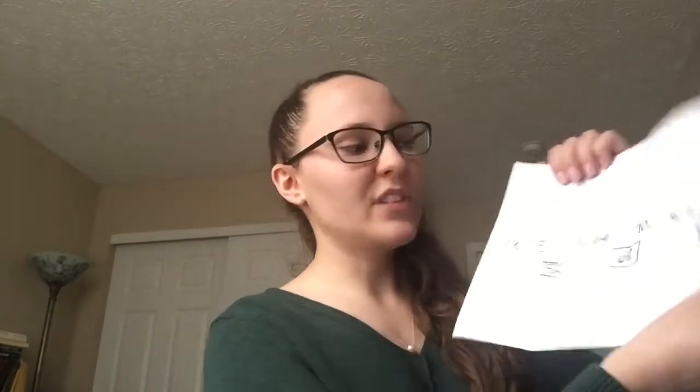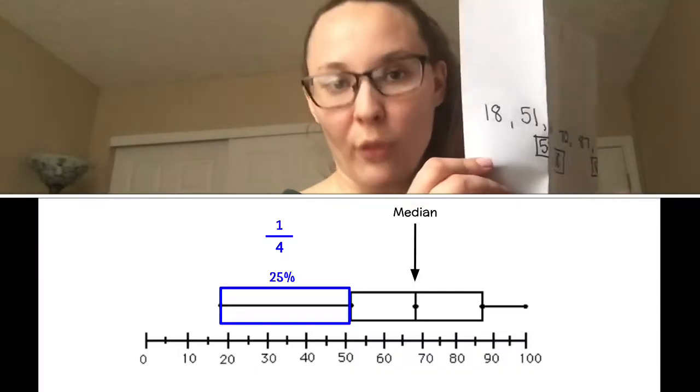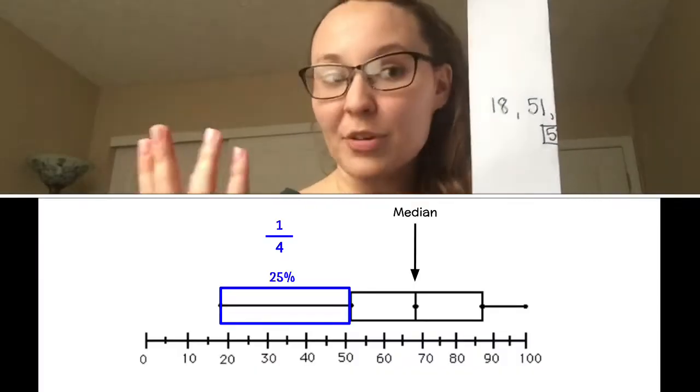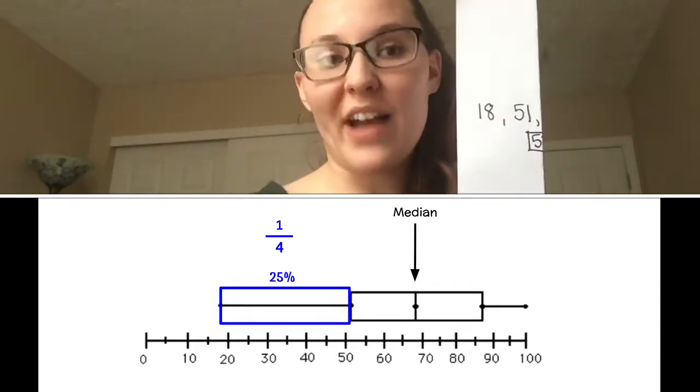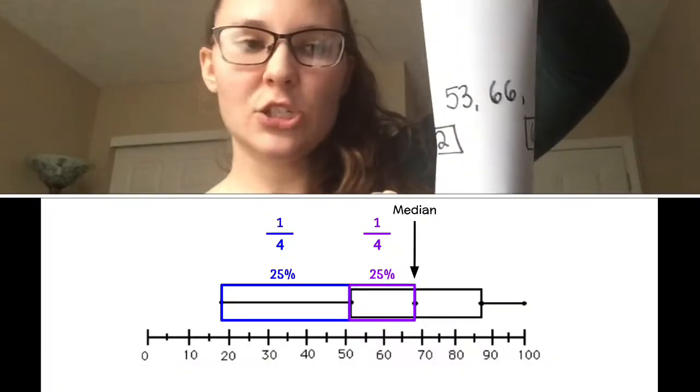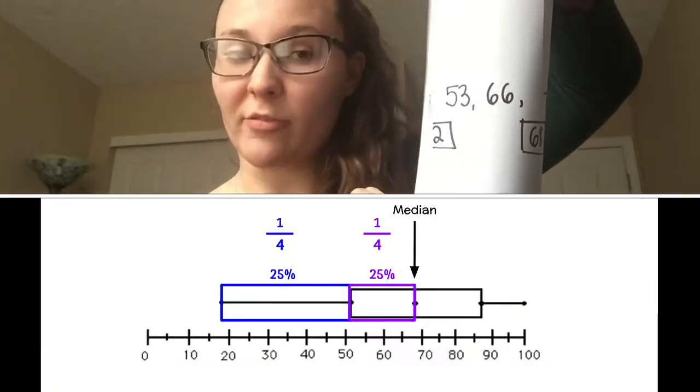So let's take a minute. We talked about how 50% of the data was on either side of the median, but now let's talk about how much data is in each one of these quartiles. Remember, we said quartile means four parts. So each one of these quartiles should have a fourth of our data. Well, what's 1/4 as a percent? 25%. So these two numbers are 25% of my data. Then if I look at quartile 2, these two numbers are 1/4 of my data.